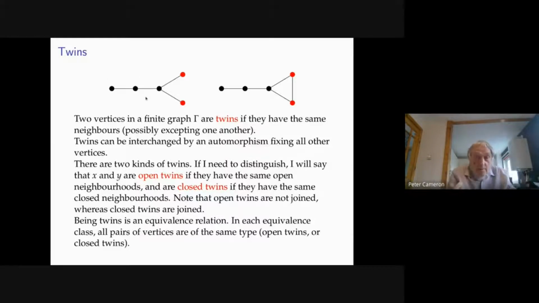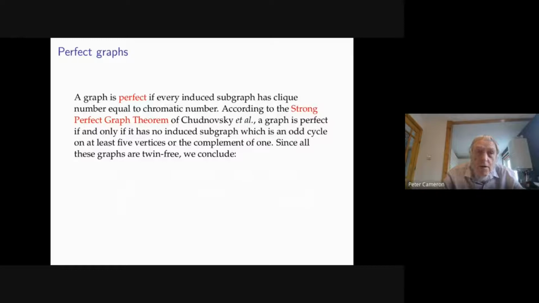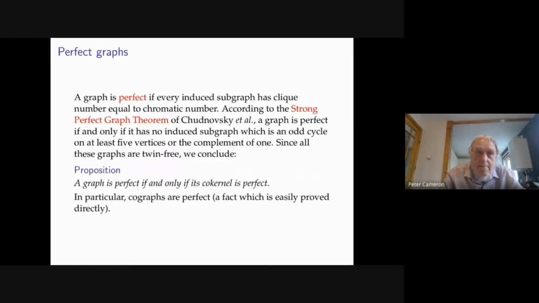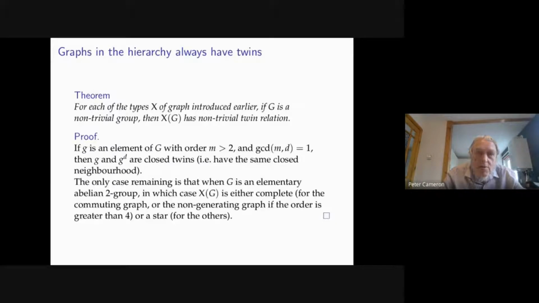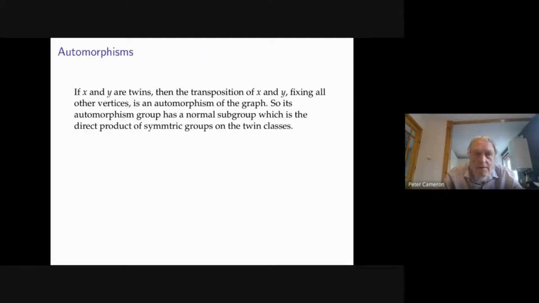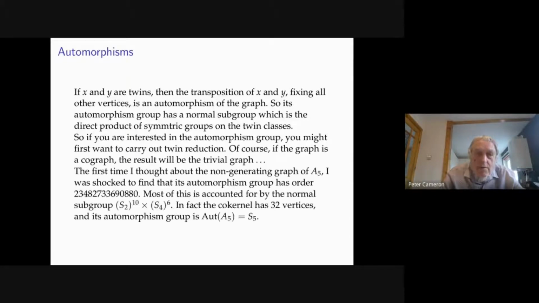It flips the path over. And so you have to be a little bit careful because extra automorphisms can crop up in the process of twin reduction. And we have some quite non-trivial examples of that. Anyway, so there are always twins in these graphs in the hierarchy. And the automorphism group will have a large normal subgroup permuting the twin classes.